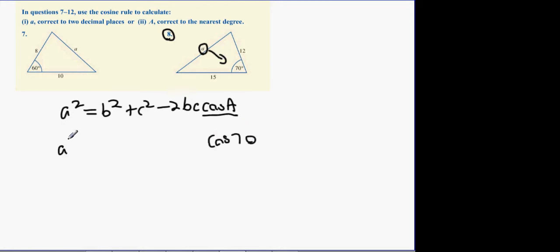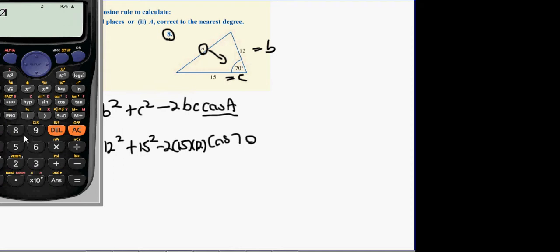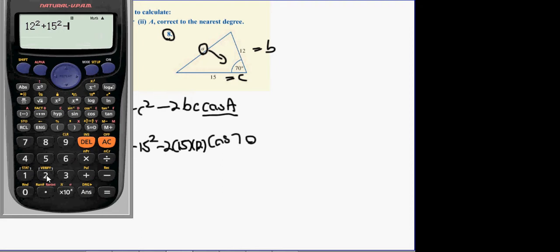This is going to be A squared. B and C can be 12 and 15. Doesn't matter which one's which. 12 squared plus 15 squared minus 12 times 15 times... or 12 times 15, doesn't matter, same thing. Then we're going to put all that into the calculator. 12 squared plus 15 squared minus 2 times 15. Now what mode does my calculator have to be in?